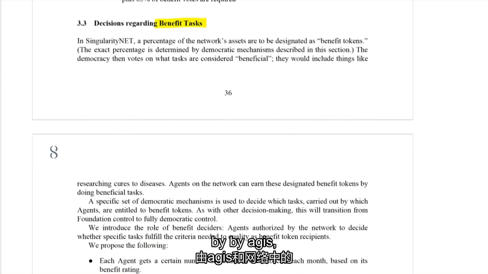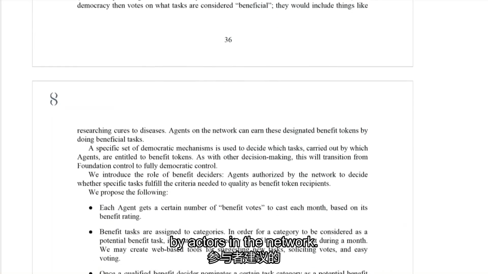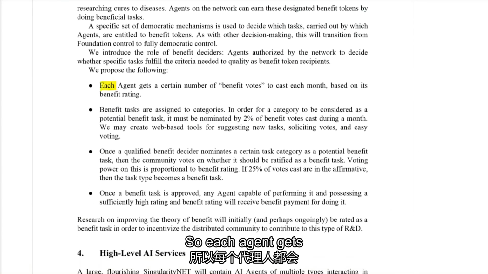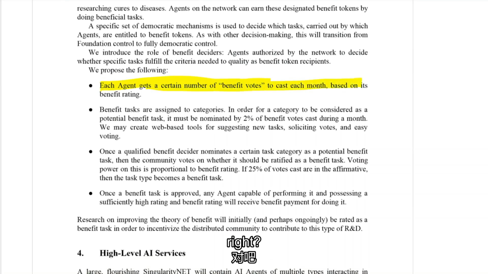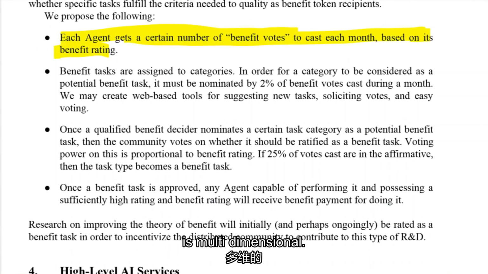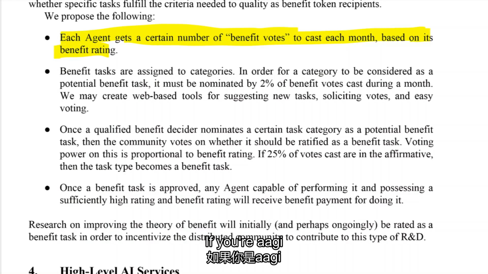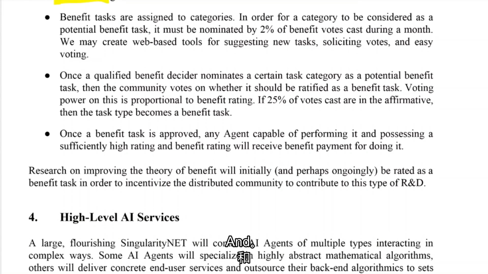are suggested by AGIs, by actors in the network, so each agent gets a certain number of benefit votes, right, to cast each month based on its benefit rating. So the rating system is multidimensional. One aspect is the benefit rating. Someone can rate you beneficial if your AGI cures cancer or something like this. And then you nominate, you vote, and then some money goes to these benefit vote winners.